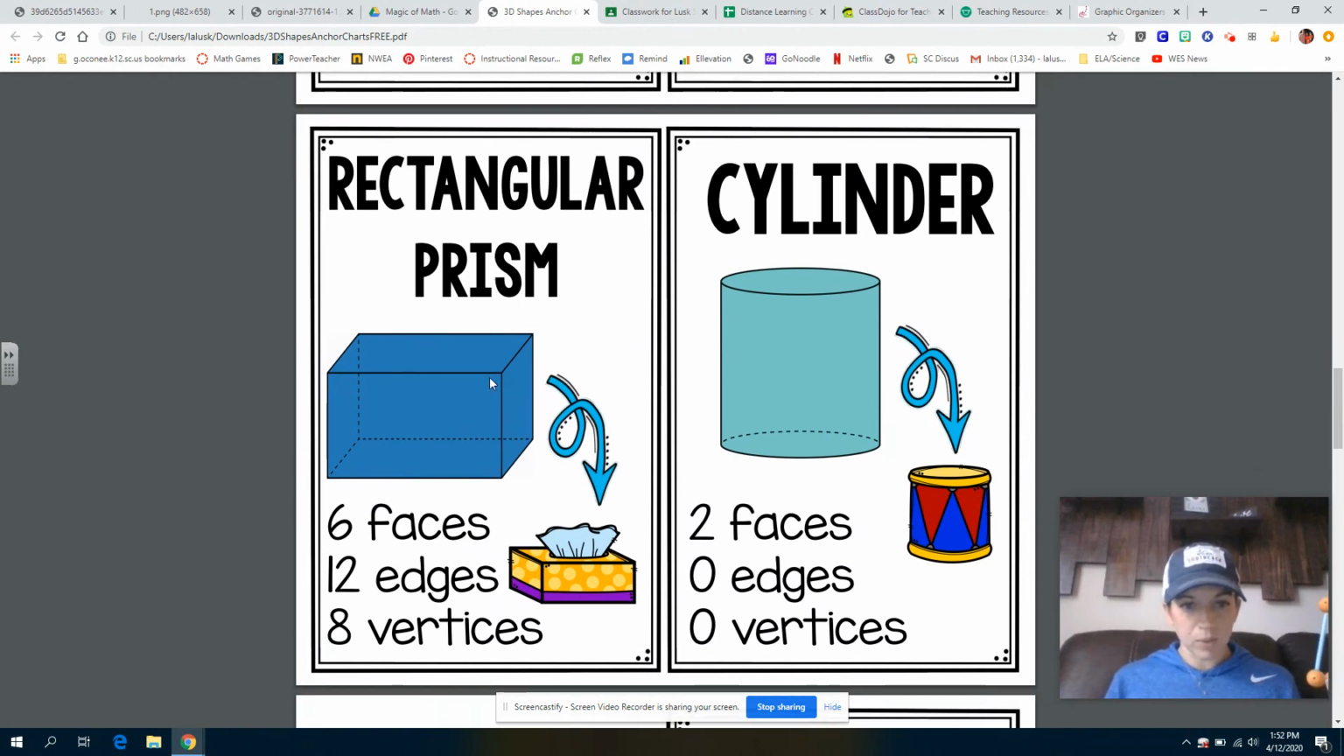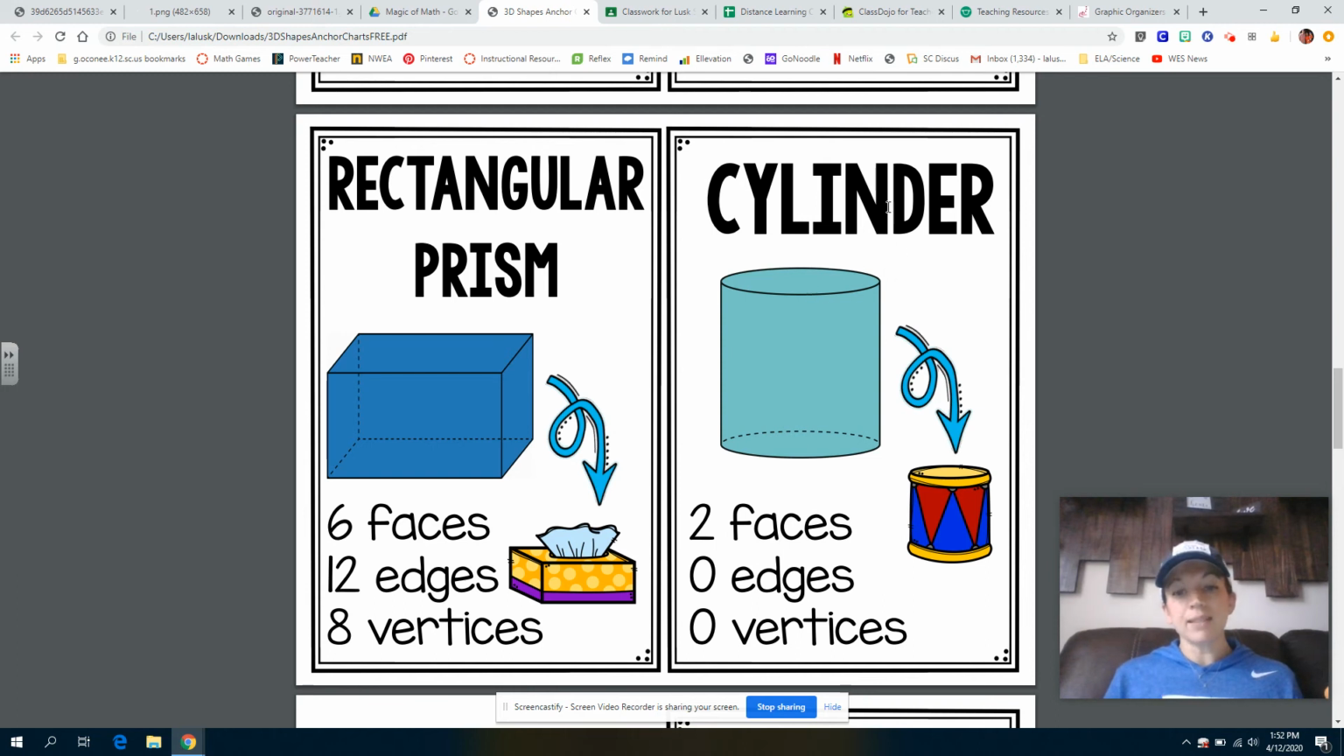And then you also have the rectangular prism. It's a rectangle all the way around, except for these 2 faces on the ends. So this is a rectangular prism, like a Kleenex box. These can also be blocks. Some of your Legos are like this. There's tons of rectangular prisms. Boxes galore from the grocery store.